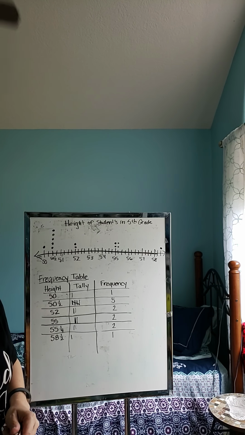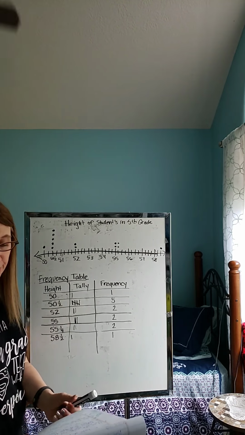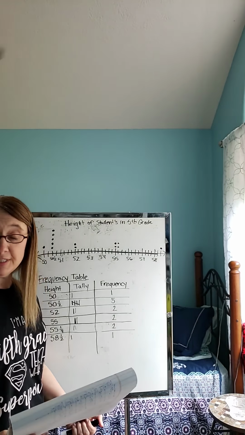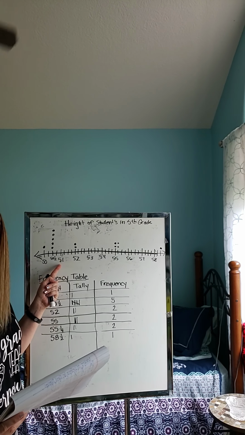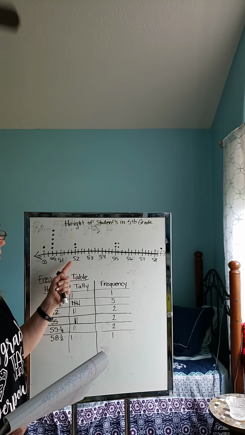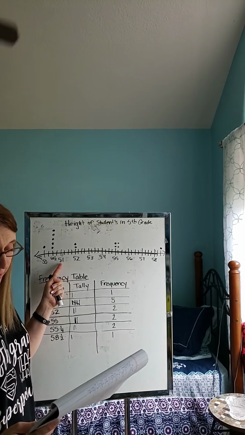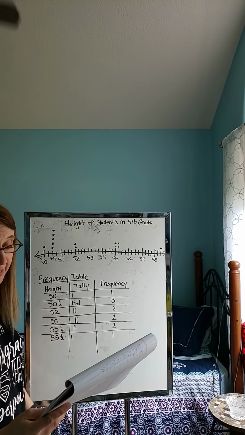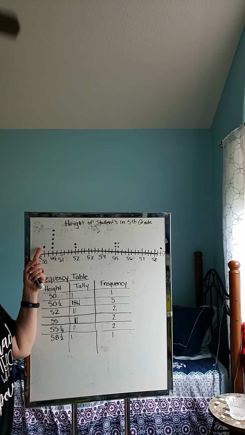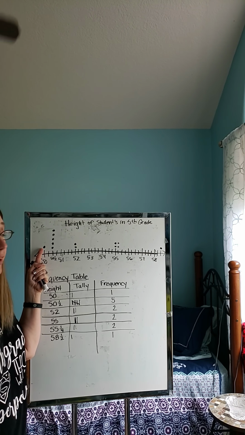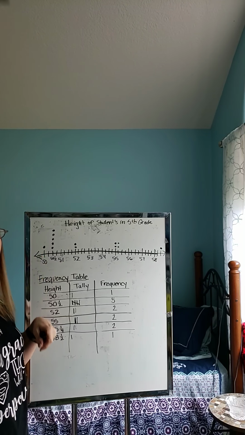Let me see if there was anything else. When you draw the number line, you must keep the numbers consecutive. We already talked about that. You can't skip numbers. Even though we don't have anybody that's 51, we still have to keep these in order. We still have to have 51 on there when we're drawing these out. What does each dot on the line represent? It represents a person in their 5th grade class, and that person's height.